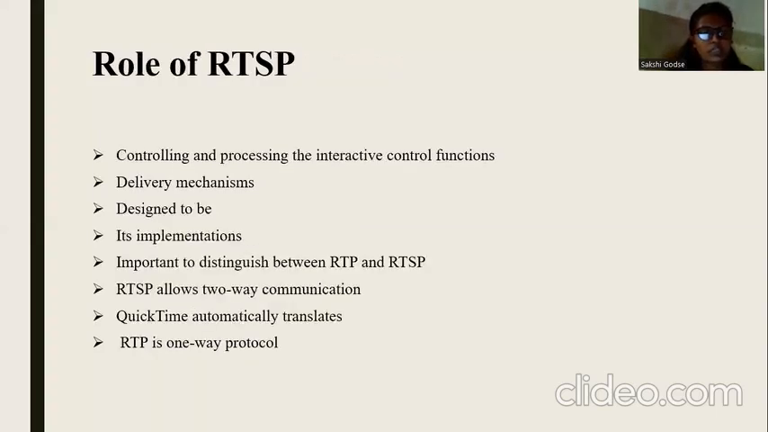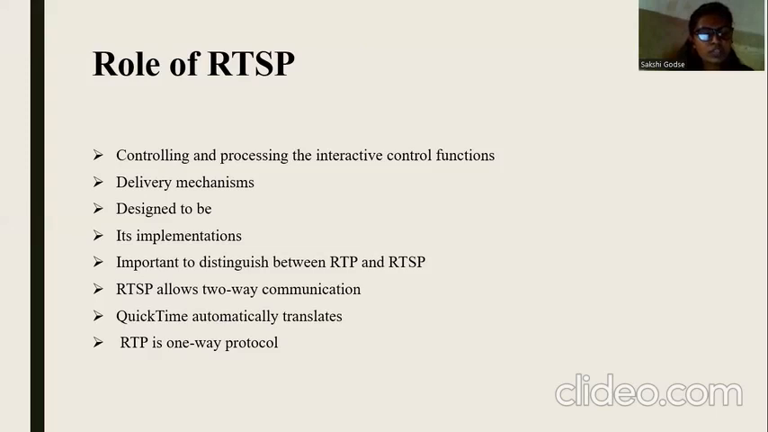Next is the role of RTSP. The main role of RTSP is controlling and processing the interactive control functions such as pause or resume, fast forward, and rewind, which are an important asset of streaming, and RTSP takes up this major role. Next, delivery mechanisms are based solely on RTP. RTSP is designed to be on top of RTP to both control and deliver real-time content. Its implementation takes advantage of RTP improvements such as RTP header compression.